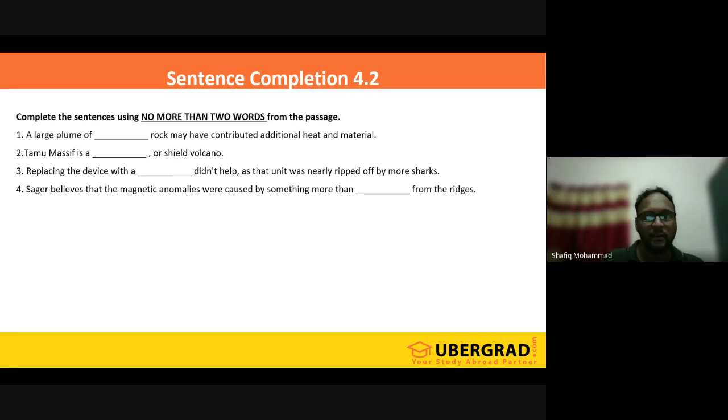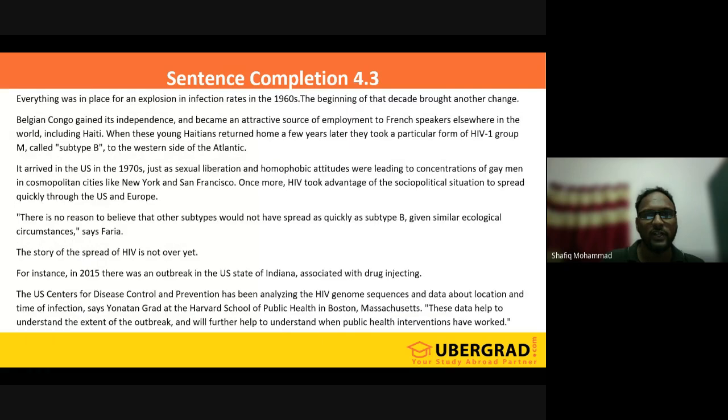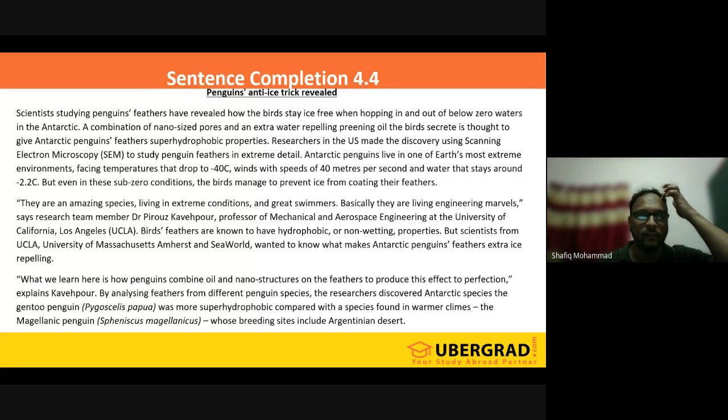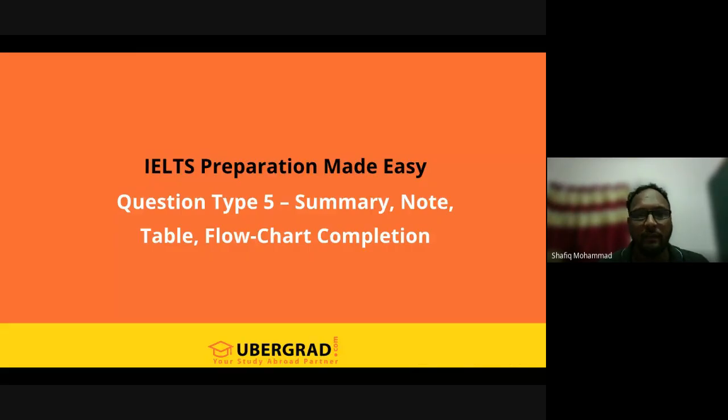Yes, there are many questions to be answered. We'll do 4.3 as homework, since it was the same kind of thing. Then we'll do 4.4 also as homework. We'll do a different question type. Today we'll do some of that.